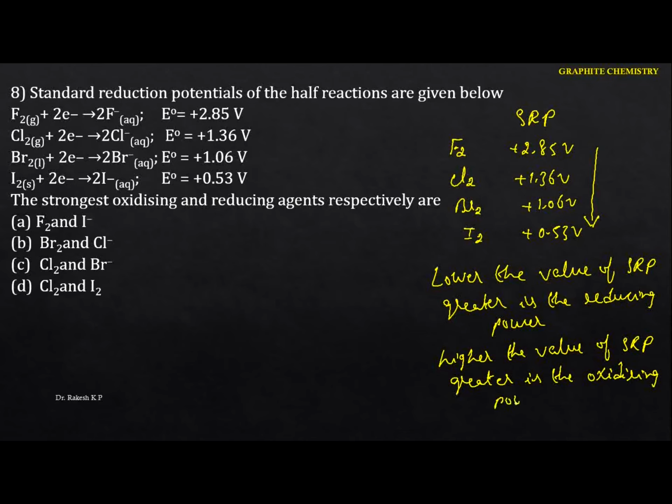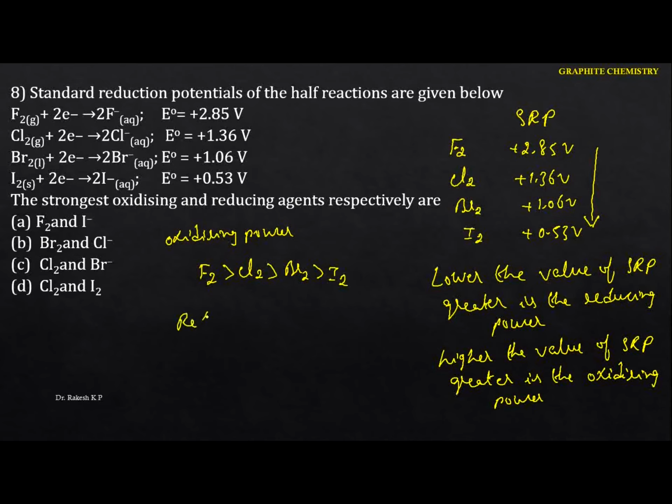Now you have to identify this. If we are talking about the oxidizing power, what is the concept? The higher the value, the higher the oxidizing power. That means fluorine acts as the strong oxidizing agent. Next comes chlorine, then bromine, and then iodine.